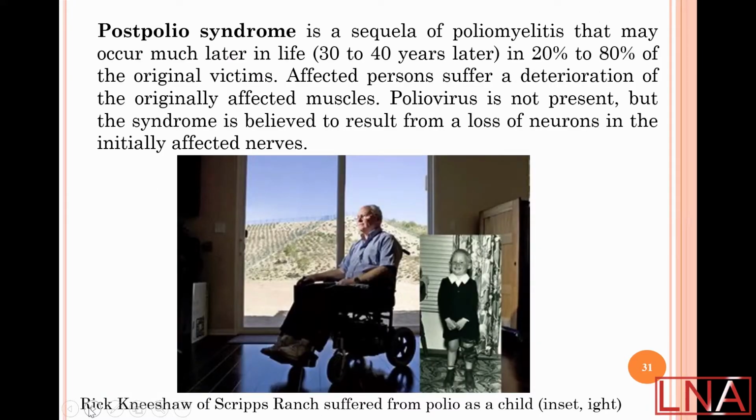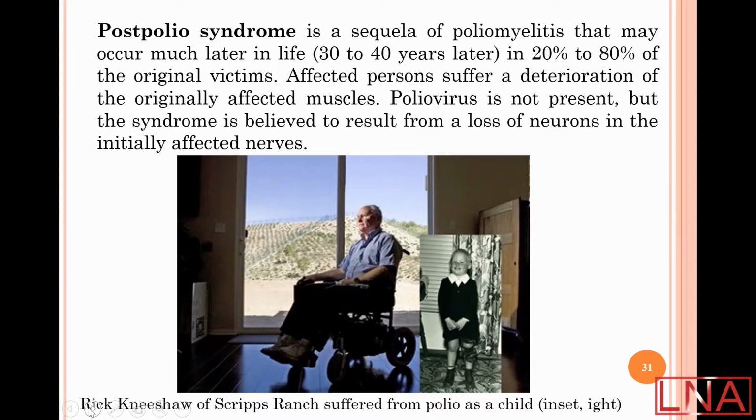Another kind of polio syndrome is post-polio syndrome. It's not a primary infection, it's a sequela of poliomyelitis that may occur much later in life, 30 to 40 years after the first infection was resolved. In 20 to 80% of the original victims, such a syndrome could happen.